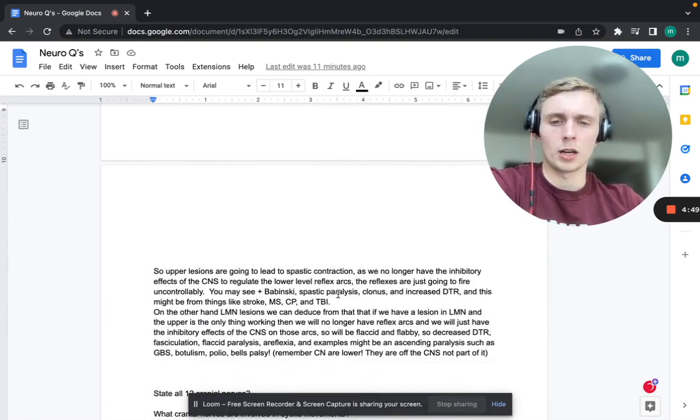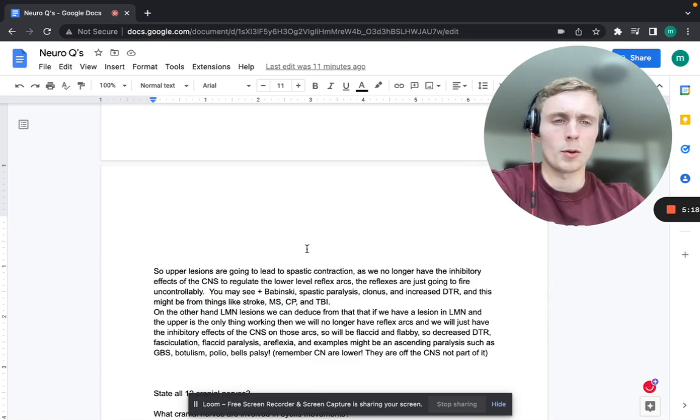So upper lesions are going to lead to spastic contraction, as we no longer have the inhibitory effects of the CNS, which is the upper motor neuron, to regulate the lower level reflex arcs. So the reflexes are just going to fire uncontrollably. You could see some positive Babinski signs, spastic paralysis, clonus, increased DTRs, and this might be from things like stroke, multiple sclerosis, cerebral palsy, or TBI.